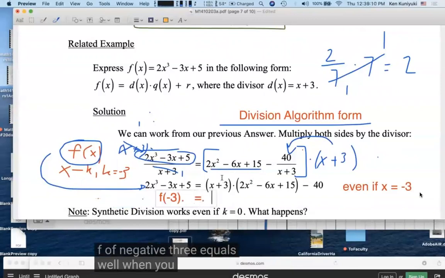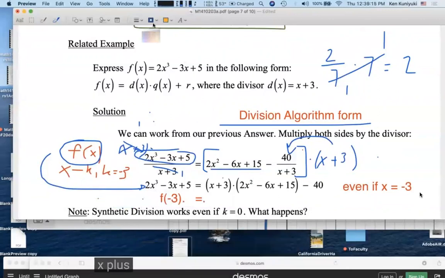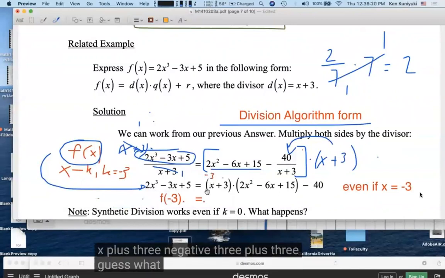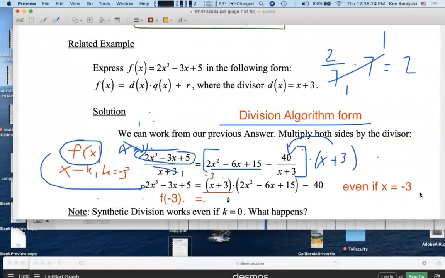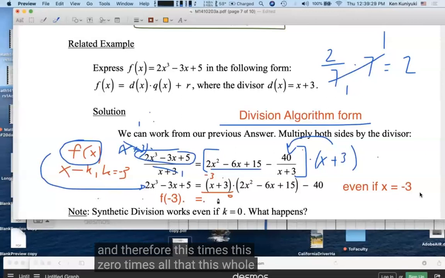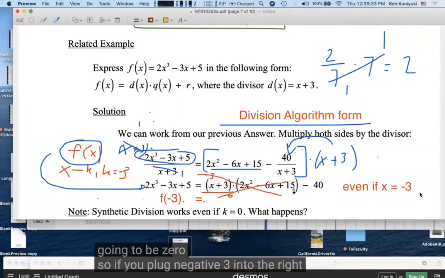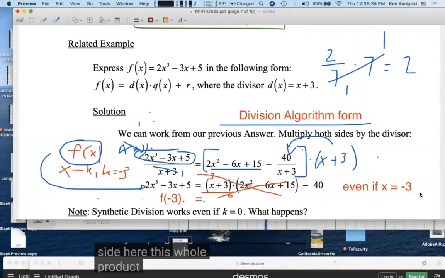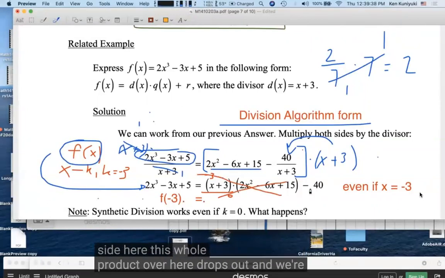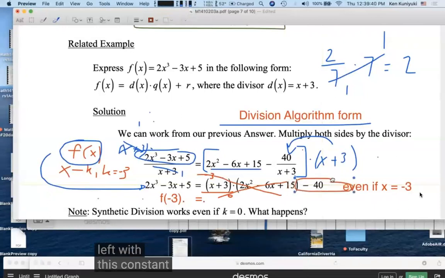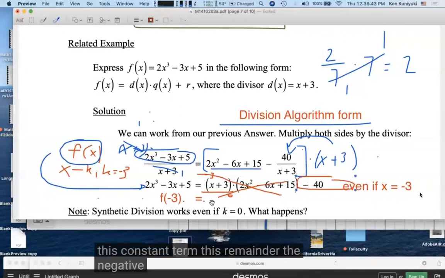What happens when you plug in -3 on the left-hand side? You're evaluating f of -3. Equals, well, if you plug in -3 into here, x plus 3, -3 plus 3, guess what? That's 0. And therefore, this times this, 0 times all that, this whole thing is going to be 0. So if you plug -3 into the right side here, this whole product over here drops out, and we're left with this constant term, this remainder, the -40.